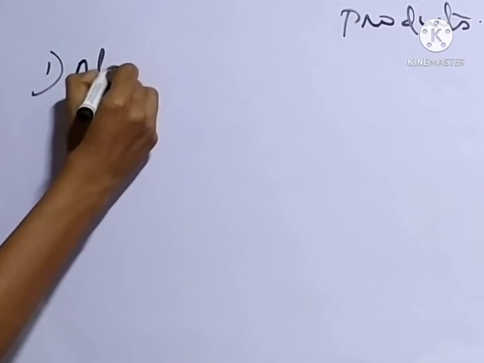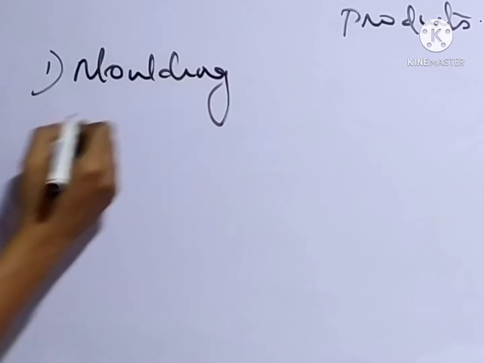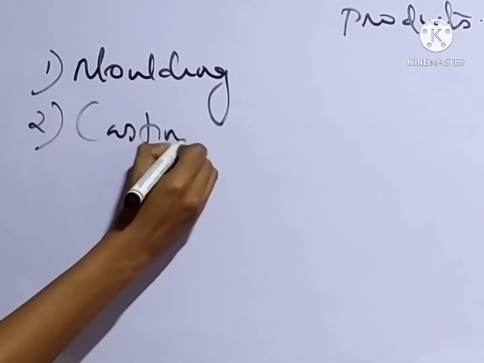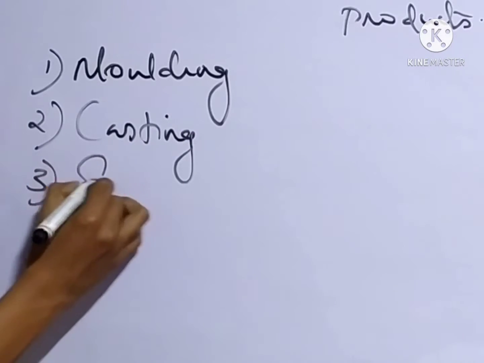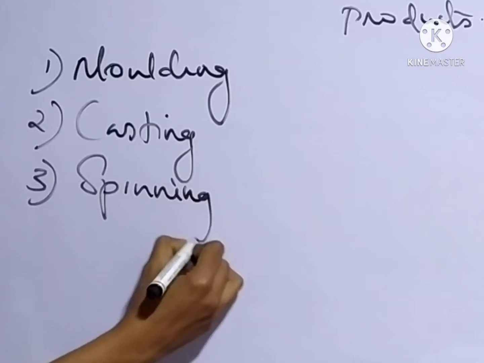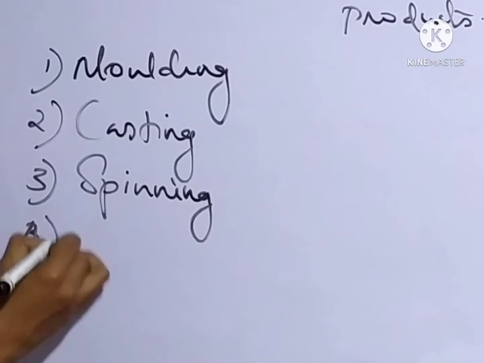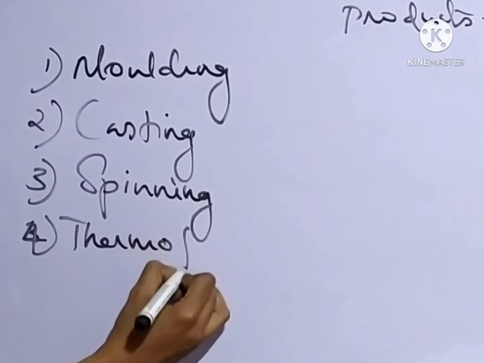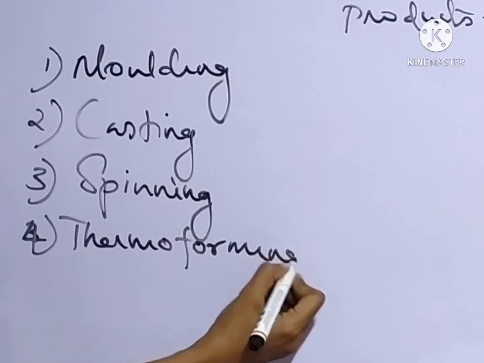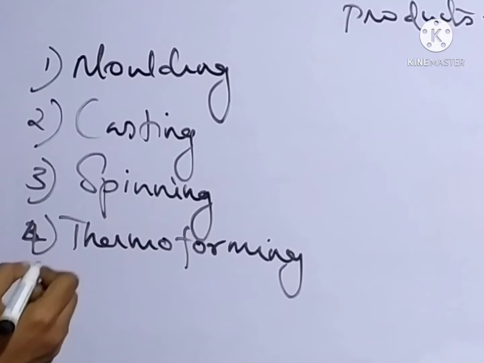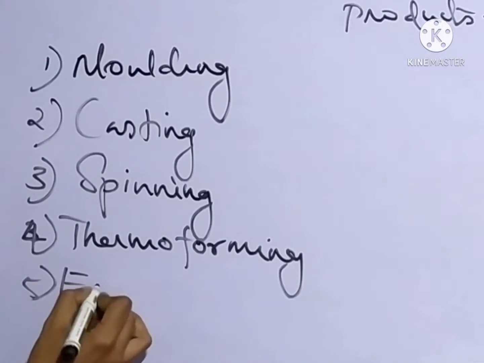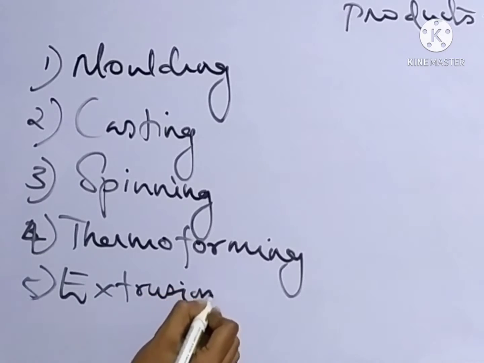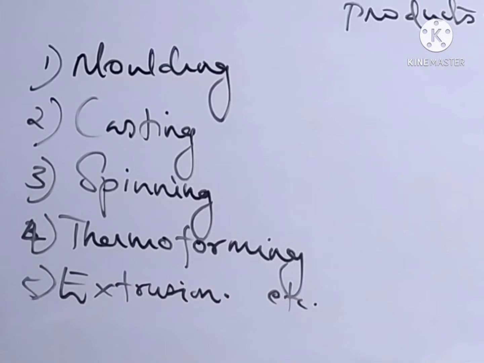Different methods are used for polymer processing. The important methods are molding, casting, spinning, then thermoforming, and in the same way we can use extrusion, etc. So these are the main methods which are used for polymer processing.